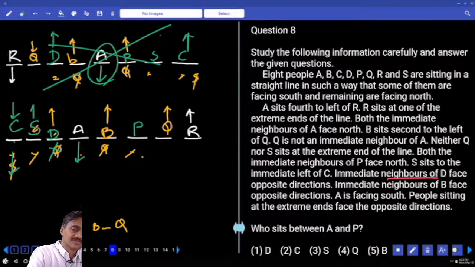Their opposite, S, must be facing north. The immediate neighbors of B face the same direction, which means P must be facing north. Done. This was about question numbers 8 to 11. Next is the set from 12 onwards.